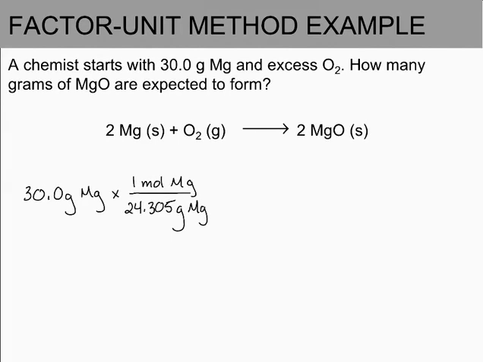All right, and then in the second step, we're going to use our ratios between magnesium and magnesium oxide, because we're trying to convert from moles of magnesium to moles of magnesium oxide. So we said that there are 2 moles of magnesium oxide for every 2 moles of magnesium. And again, that's just from our balanced equation.